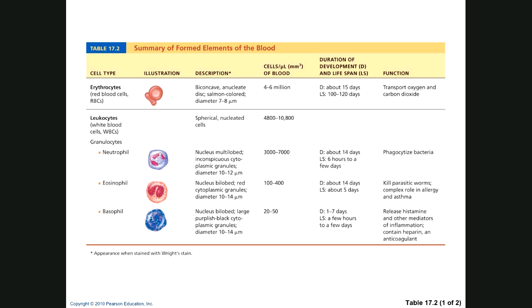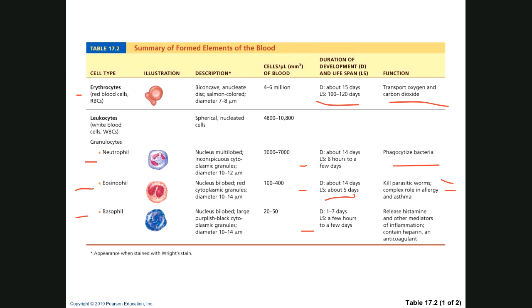See, the erythrocytes are red blood cells. They take 15 days to develop, live 100 to 120 days. They're for oxygen transport. Neutrophils, again, take 2 weeks to form, live anywhere from 6 hours to a few days, and they phagocytize bacteria. Eosinophils, 14 days to develop, live about 5 days. They kill parasites. They have a role in allergy, asthma, as well as fungal infections. Basophils take anywhere from a day to 7 days. They may live just a few hours.